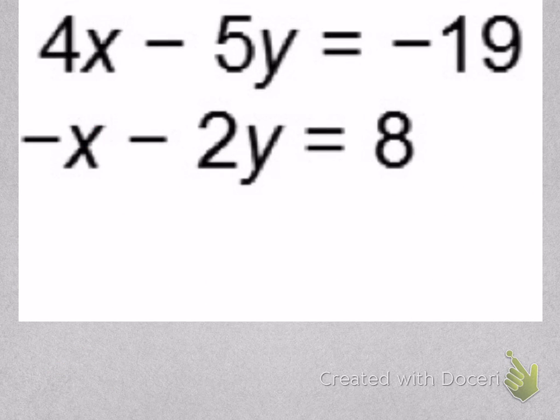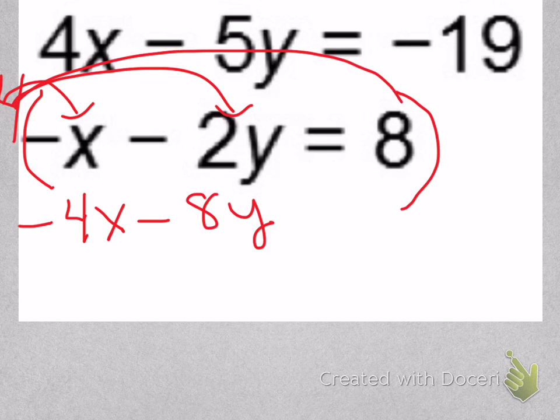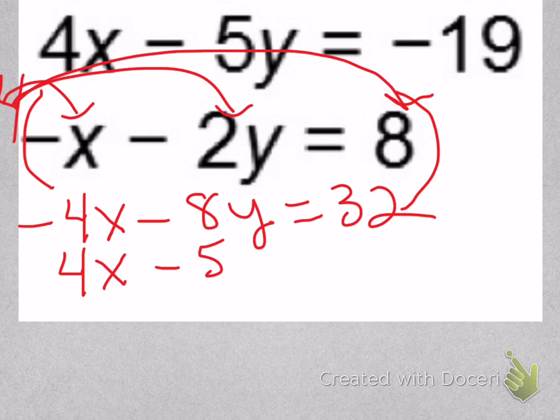Okay, let's try this last one. I can see that if I just multiply everything on the bottom by 4, I can have my x's cancel out. So I end up with negative 4x. 4 times negative 2 is minus 8y. And 4 times 8 is 32. So that's what the second equation becomes. I'm going to rewrite the top equation so I have everything lined up nicely.